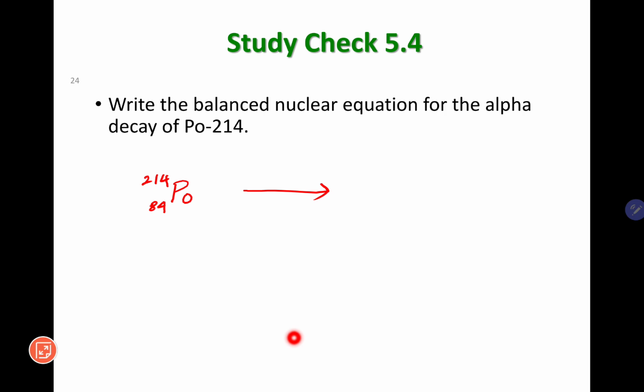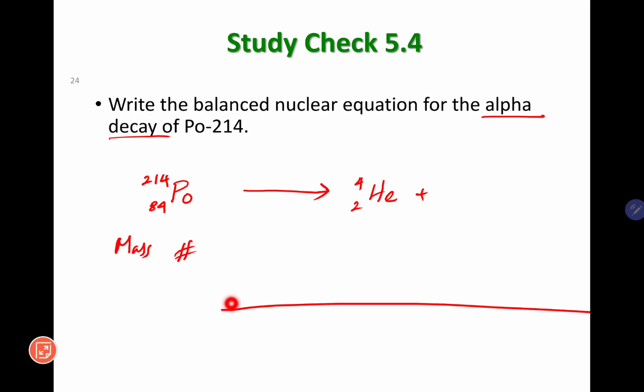And then they tell us that this is alpha decay, which means we are generating helium-4 with charge 2 plus radiation, which is this one. And we have to predict the other product. So what we do is treat mass number and atomic number separately. Let's do the mass number first. On the reactant side you have 214, which is equal to 4 plus the mass number of the unknown, M. So what will be M? It will be 210. So you will have 210 as the mass number of the new isotope.